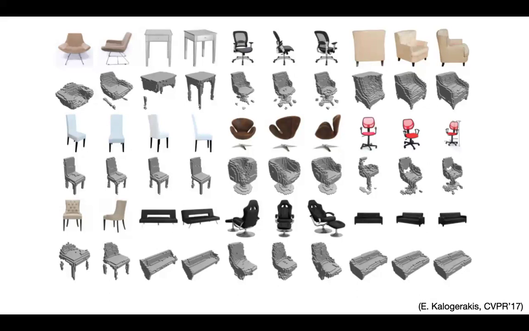This is basically chairs and tables and things like that. And you notice that it can kind of represent thin structures, different topology, and works very well.